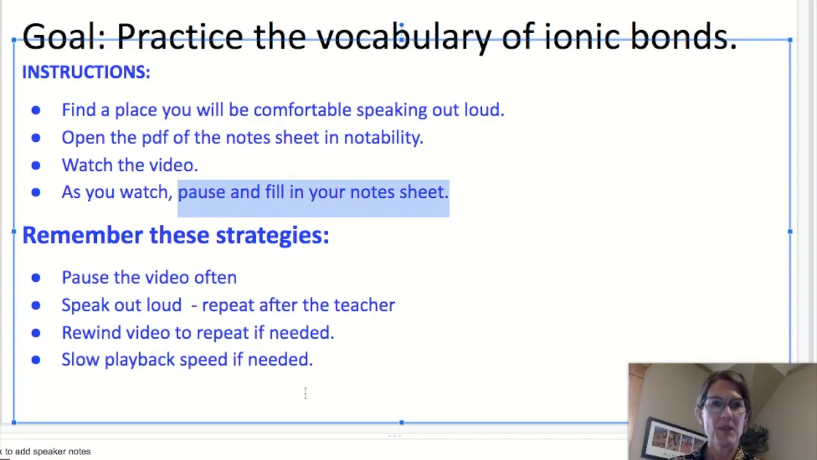Then also remember the strategies we talked about for watching videos: you should pause the video often, speak out loud and repeat after me, rewind the video to repeat if needed, and also slow the playback speed if needed.